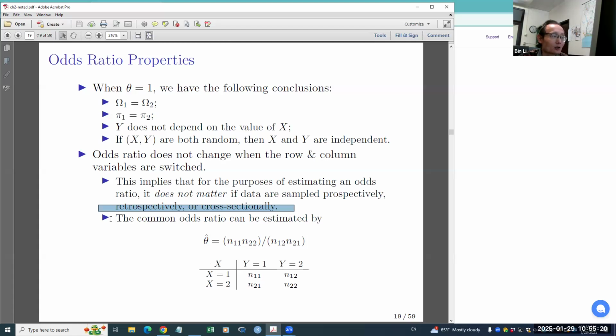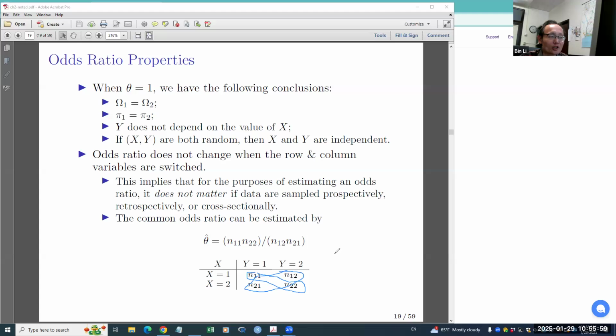So how do we estimate the odds ratio? Since x and y are both binary, let's say we have these tables, and these are the counts for the 4 cells in the 2x2 table. The odds ratio is the diagonal product over the off-diagonal product. So that's n11 times n22 over n12 times n21. So that's how we estimate.